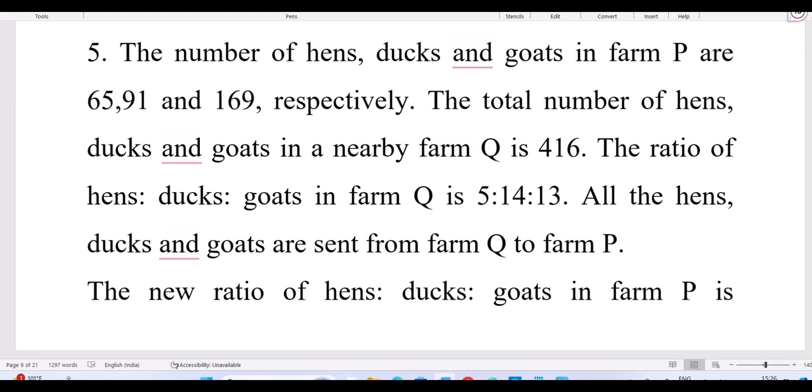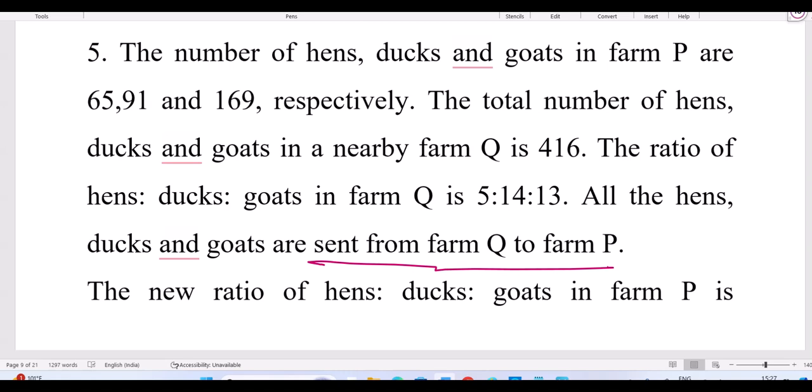First to form P, what is the hens, ducks and goats are given. In form Q, they given ratio. From that we need to calculate each one. Then adding together, what is the new ratio is the question. Because they sent the entire form Q to form P. Q is added to P. That means it's like they're combining. Now what is the new ratio they're asking?